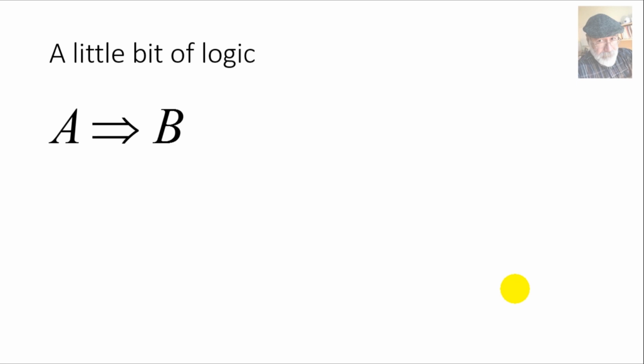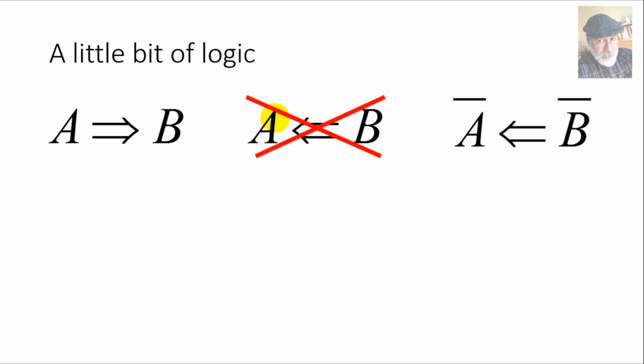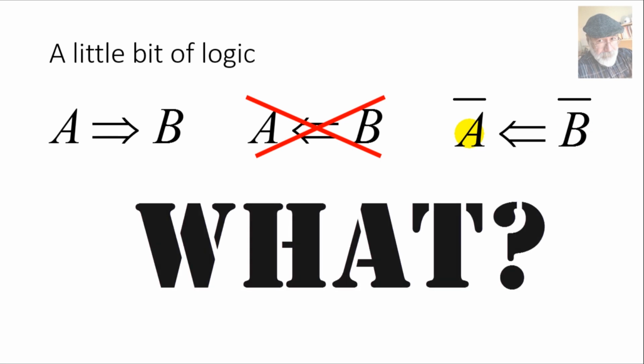A little bit of logic. If condition A implies condition B, that is, every time that A is true, B is also true. That doesn't mean that when B is true, A is true. No. A implies B, but B does not imply A. What is true is that if B is not met, A is not met. If B is false, that implies that A is false. That is true. And you say, what?